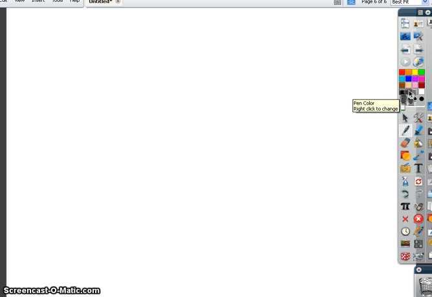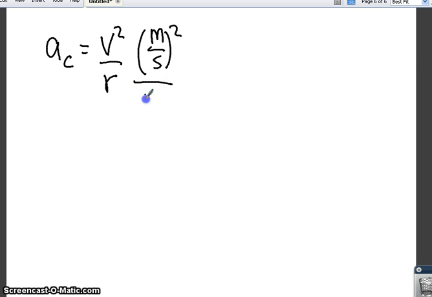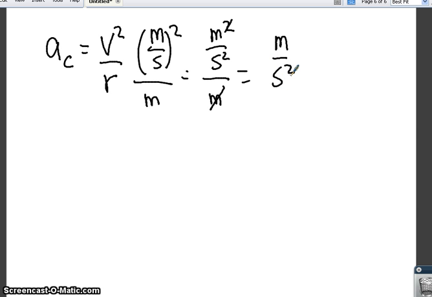Oh no, you can't see this because you haven't learned it yet. Centripetal acceleration, our equation is going to be a_c = v squared over r. Notice the units for v are meters per second and r is meters. So we have meters squared over seconds squared, over meters. Cancel, cancel. We are left with meters per second squared, which are the units for acceleration.